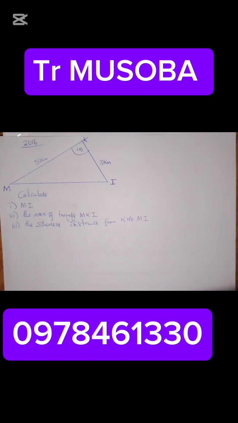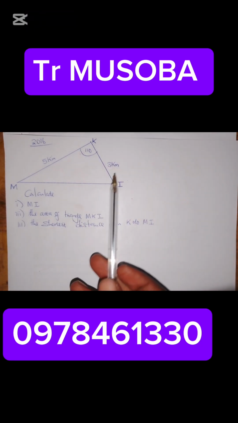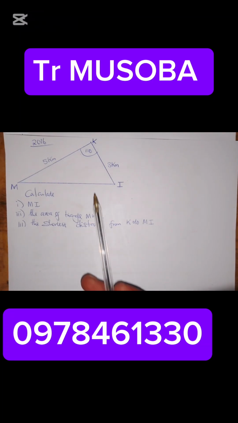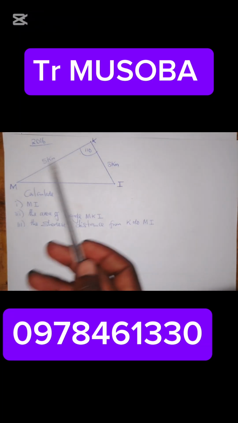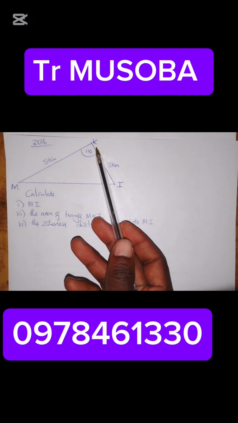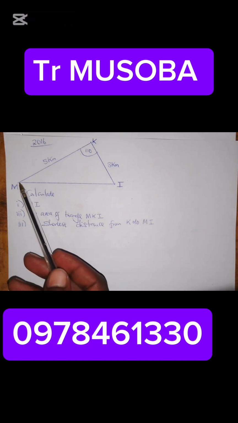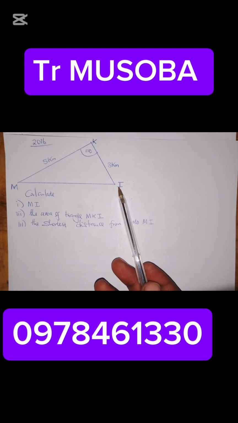This is Mathematics Paper 2. This is a 2016 exam question. Now, I haven't written the statement. My focus is to show you how we can get rid of these answers. So this is a triangle, position M, I, and K. The first thing is calculate MI. Calculate MI, meaning calculate this length.